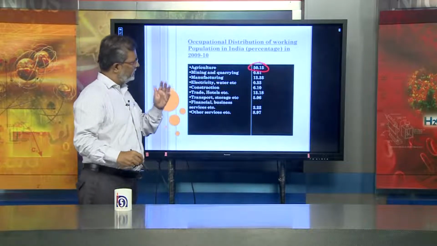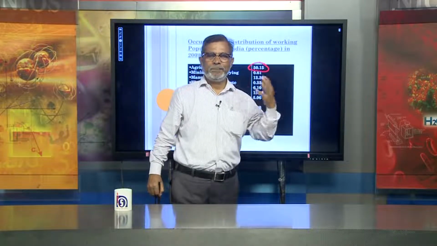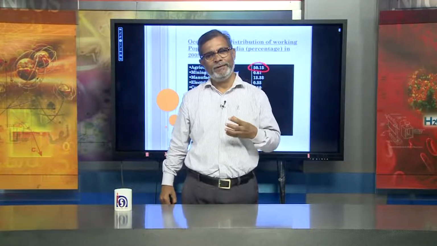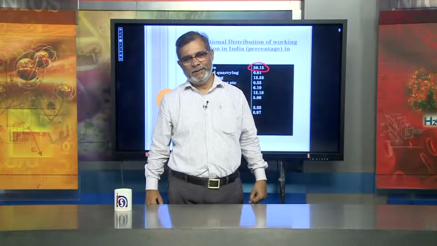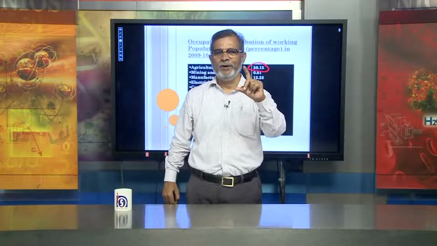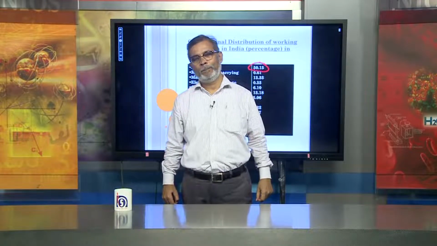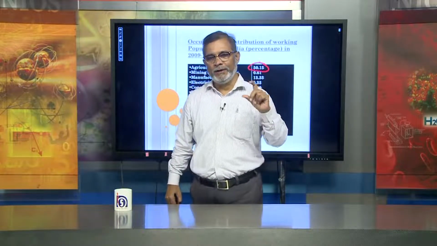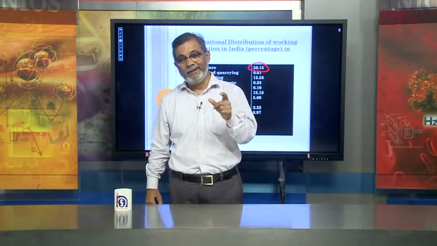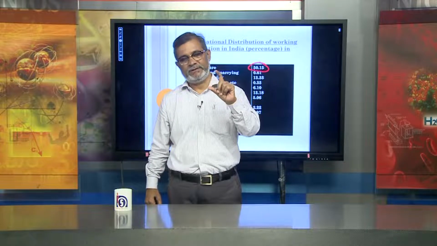What does it show? How can we interpret the things? What conclusion can we derive out of that? Having a look at this distribution, can we say that the Indian economy is an agrarian economy? Indian economy is an agrarian economy. What do you mean by agrarian economy? That it is based on agriculture, agricultural activities.